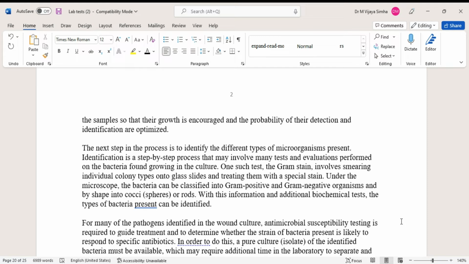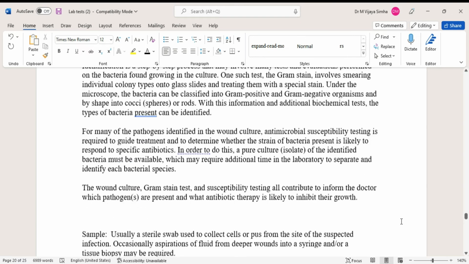Identification is a step-by-step process that may involve many tests and evaluations performed on the bacteria found growing in the culture. One such test, the gram stain, involves smearing individual colony types onto a glass slide and treating them with a special stain. Under a microscope, the bacteria can be classified into gram-positive and gram-negative organisms, and by shape into cocci or rods. With this information and additional biochemical tests, the types of bacteria present can be identified.